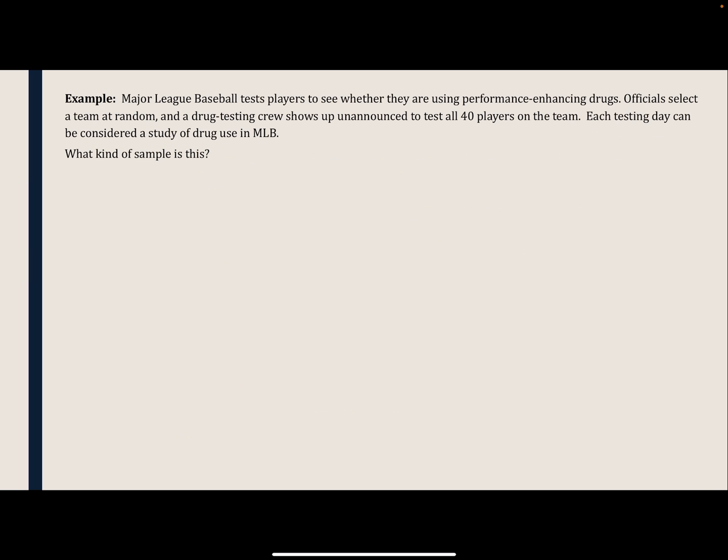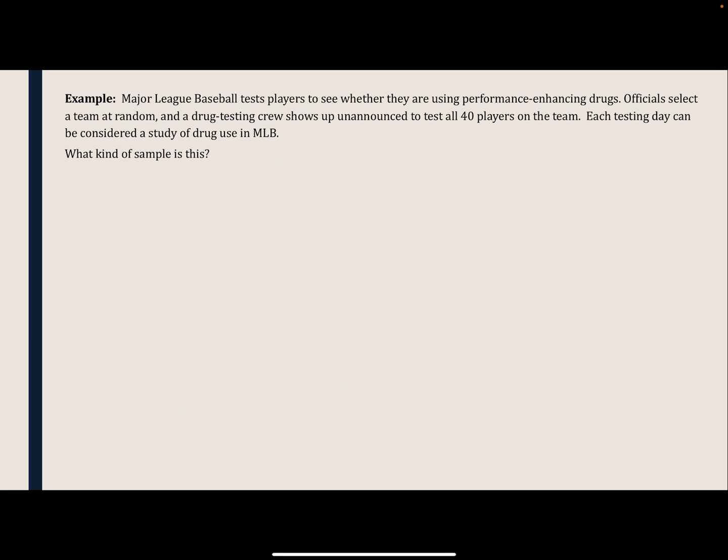Okay, so on this page, I've got 4 examples where I want you to identify the sampling method. So again, I'm going to talk through the example, and then if you want to, pause it, decide what type of sampling method it is, and then play again to see the answer.